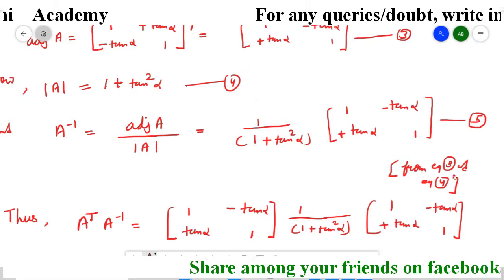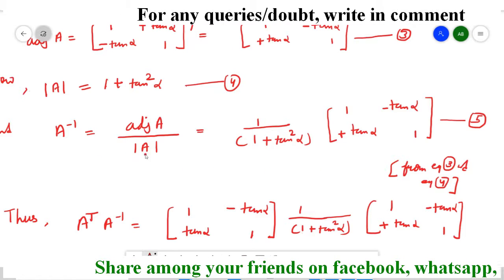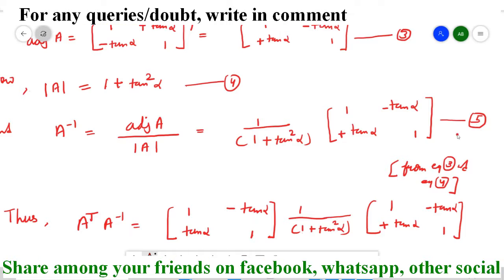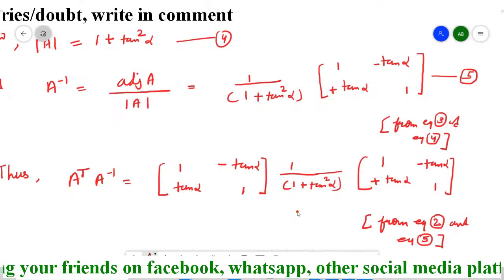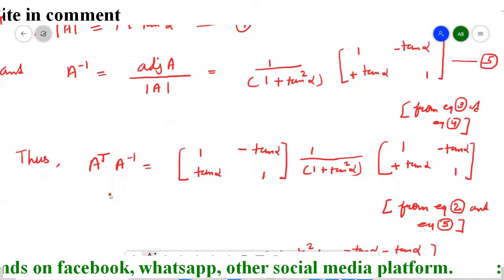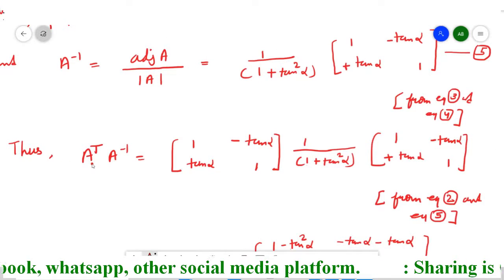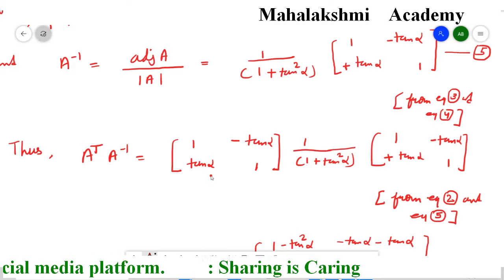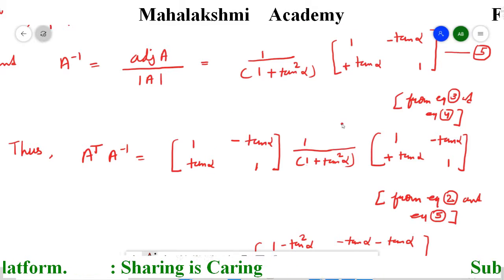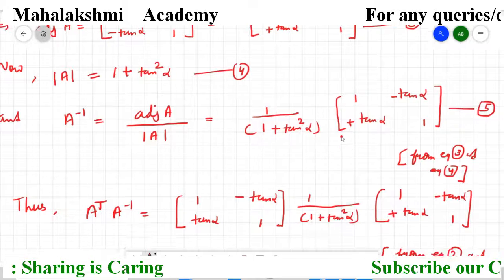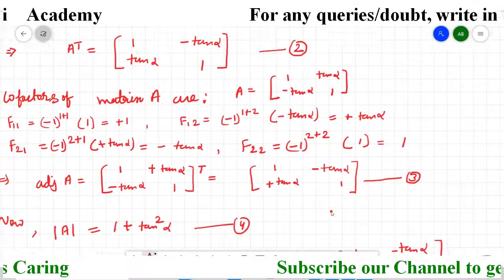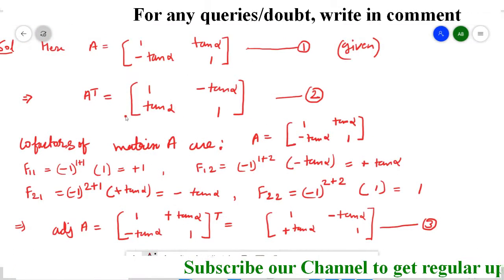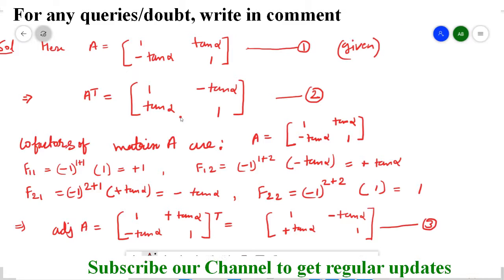So I wrote here from equation 3 and 4. And moreover, just assume A inverse also as equation 5, because we need it further. Now in the question they want the product of A transpose and A inverse. So this is our A transpose, which we already calculated in our equation second. I'll show you what's the equation second. This is our equation second, where we already calculated the A transpose.